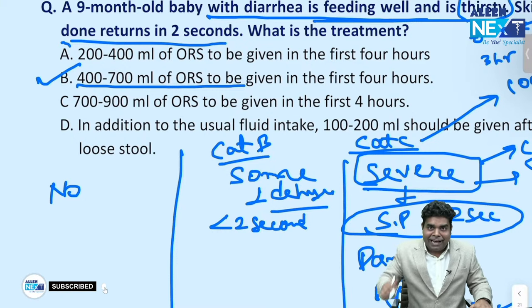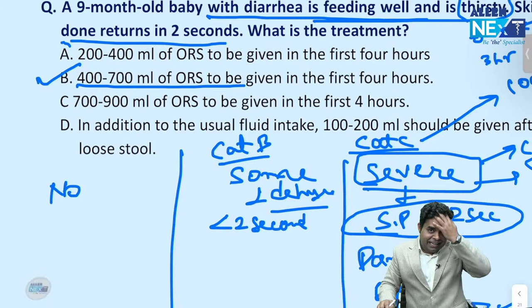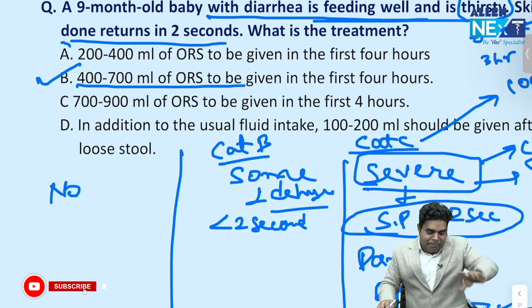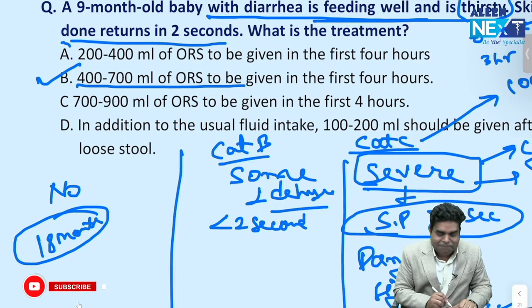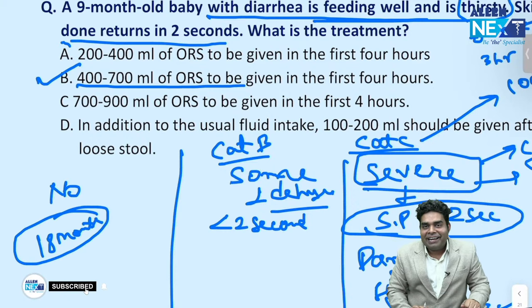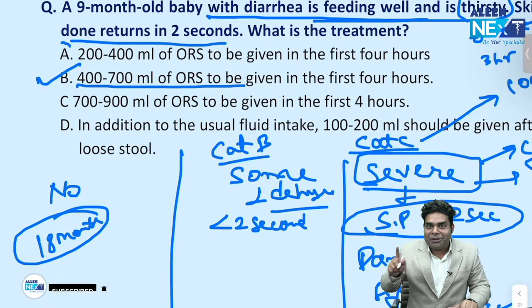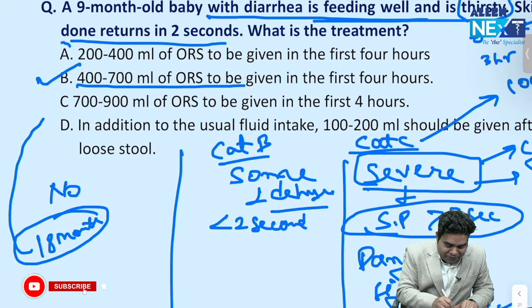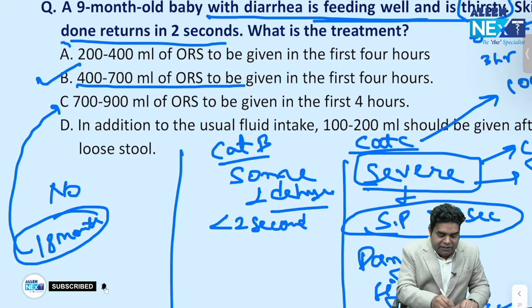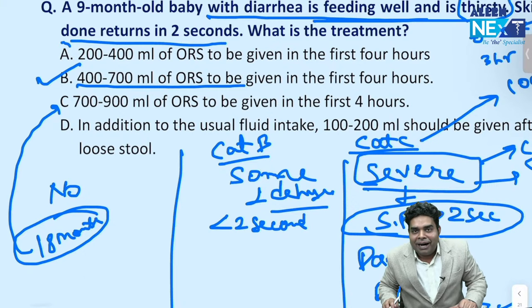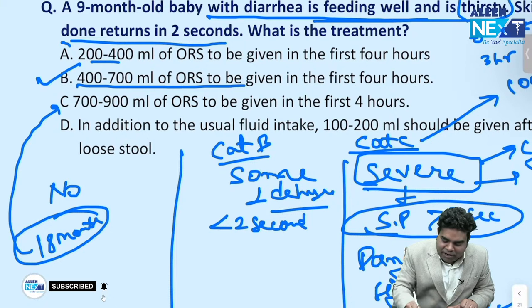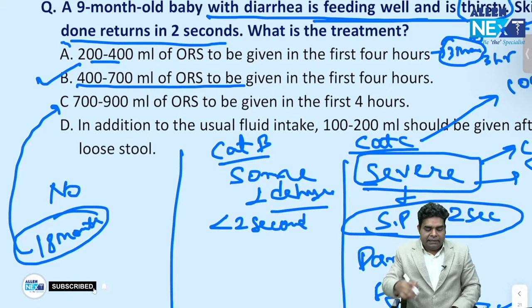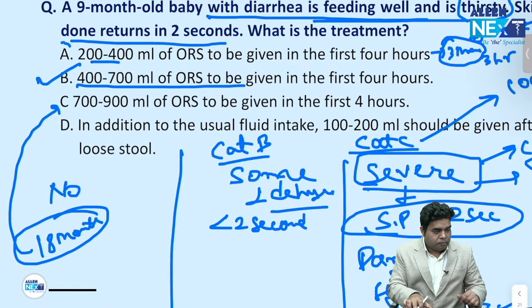Okay. Now tell me, in this question, if I change 9 month into 18 month, then what will be the dose? For 1 to 2 year, we have 800 to 960. So for 18 month, the answer will become C. If I change 9 month into, let's say, 3 month, then 200 to 400 will be correct. Okay. And these are the treatments for category B.